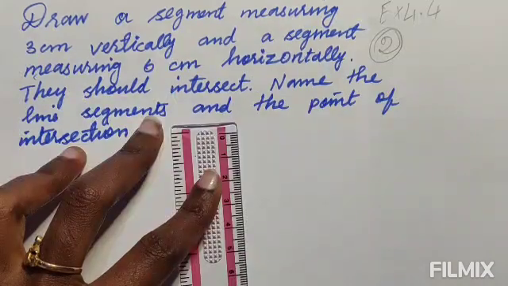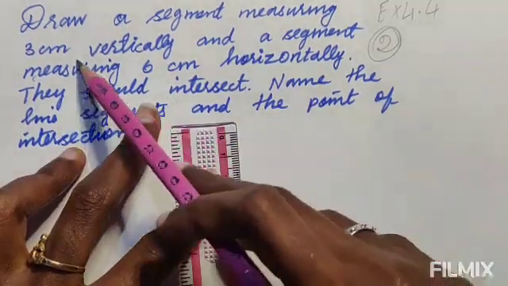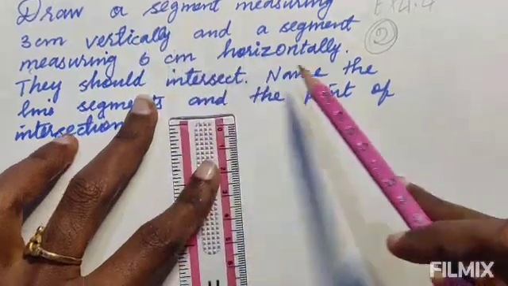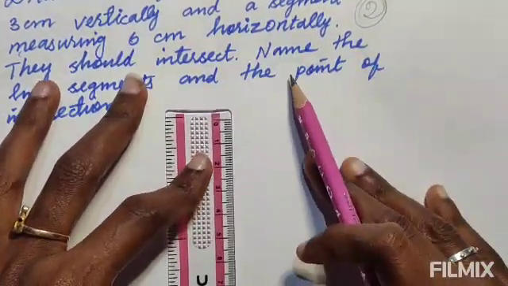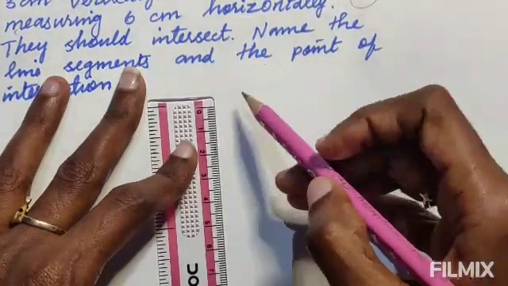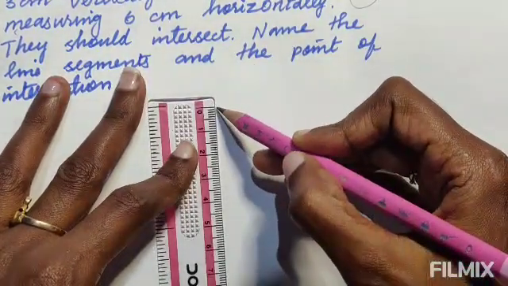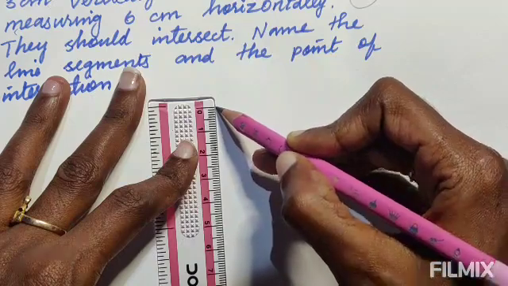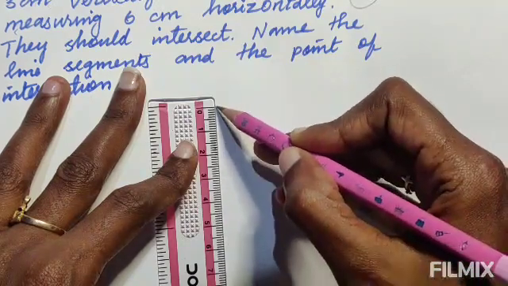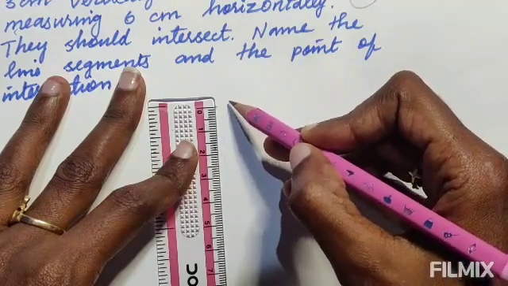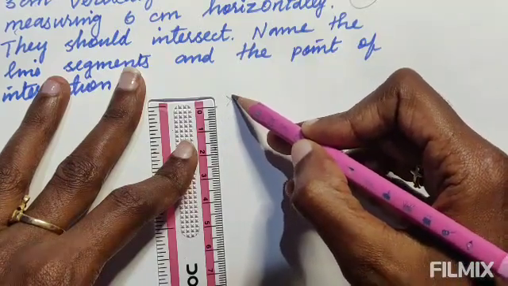Okay, let's start now. First, it is given 3 cm vertically you have to draw. Vertically means up to down. So 3 cm you have to draw from up to down. First, as I told, always keep a point at the starting point 0. Keep a point here and name it. Any name you can give. I am giving it X.